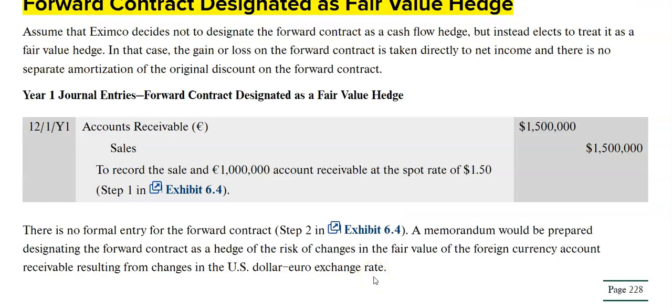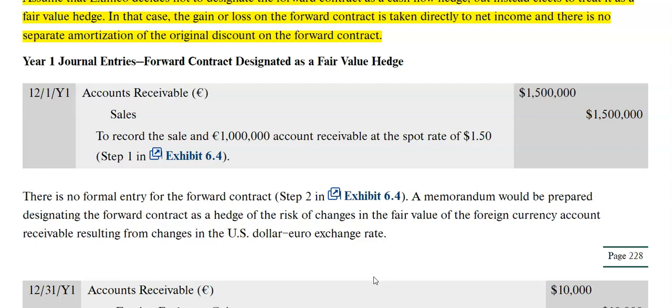Forward contract designated as fair value hedge. Assume that X & Co decides not to designate the forward contract as a cash flow hedge, but instead elects to treat it as a fair value hedge. In that case, the gain or loss on the forward contract is taken directly to net income and there is no separate amortization of the original discount on the forward contract.